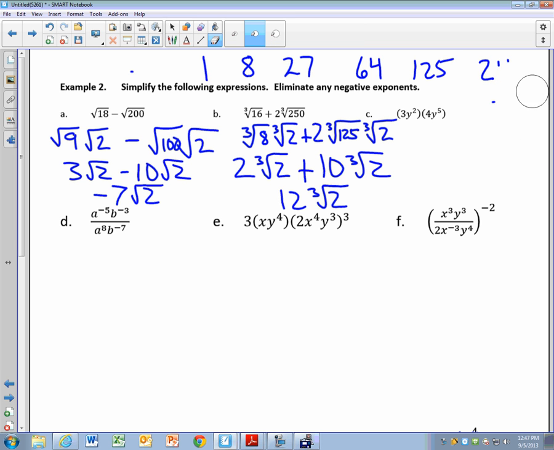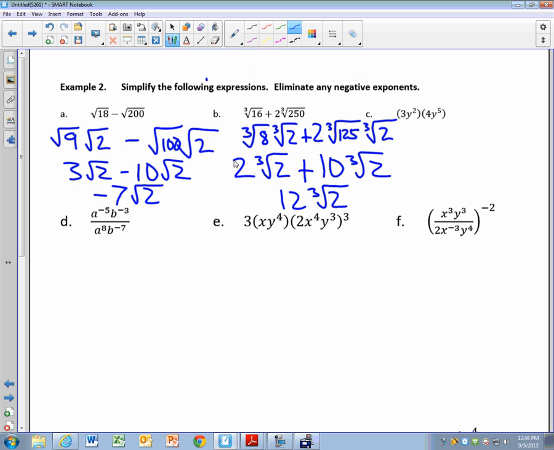All right, let's try an easier problem. C should be nice and easy. 3y squared times 4y to the 5th. What do I do with the 3 and 4? Multiply. I multiply coefficients when I'm asked to multiply. What do I do to the exponents? Those I add. So again, the coefficients, do whatever you're asked to do. Exponents, that's where it changes.